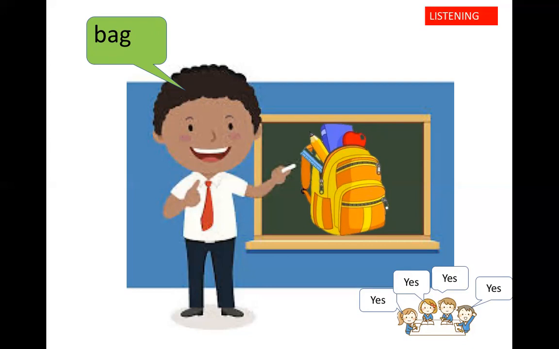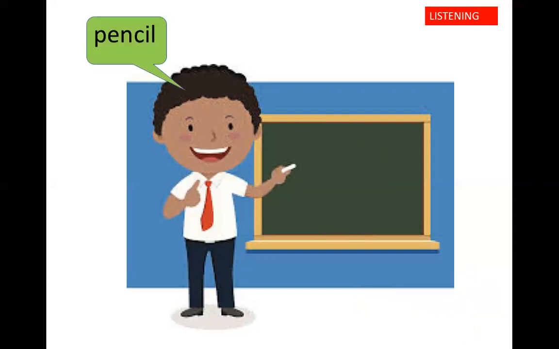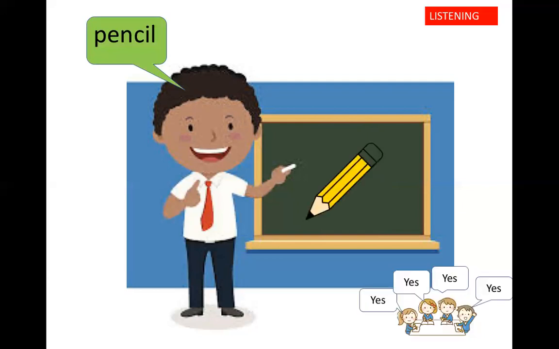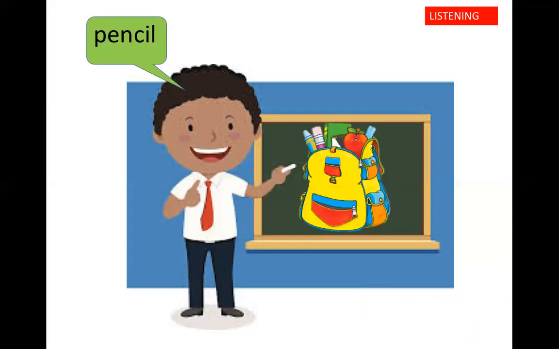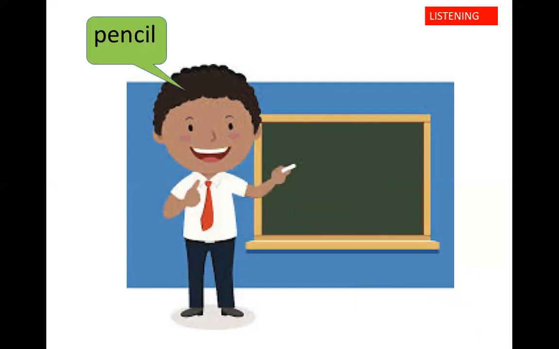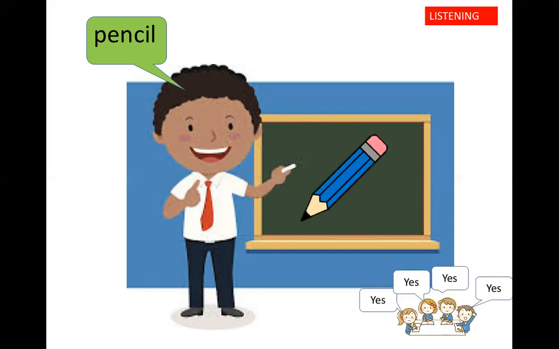So when you have the remote control, you are in control of how fast the student will say it. Pencil. The students are going to say yes. The teacher will say pencil. Put a picture up. The students will say yes. Pencil. The teacher will put a picture up. The students will say no. Pencil. Put a picture. The students will say yes.